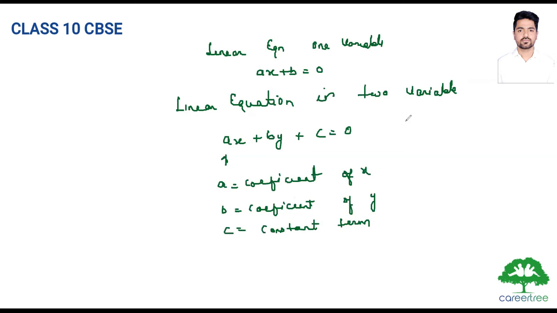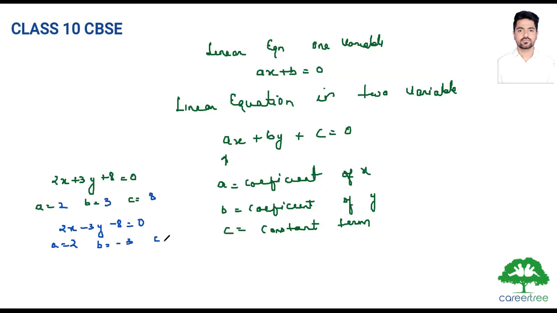Now, if I write an equation like 2x plus 3y plus 8 equal to 0, then what will be a, what will be b, and what will be c? A will be 2, B will be 3, and C will be 8. Let's say if I write 2x minus 3y minus 8 equal to 0, then A will be 2, B will be minus 3, C will be minus 8.